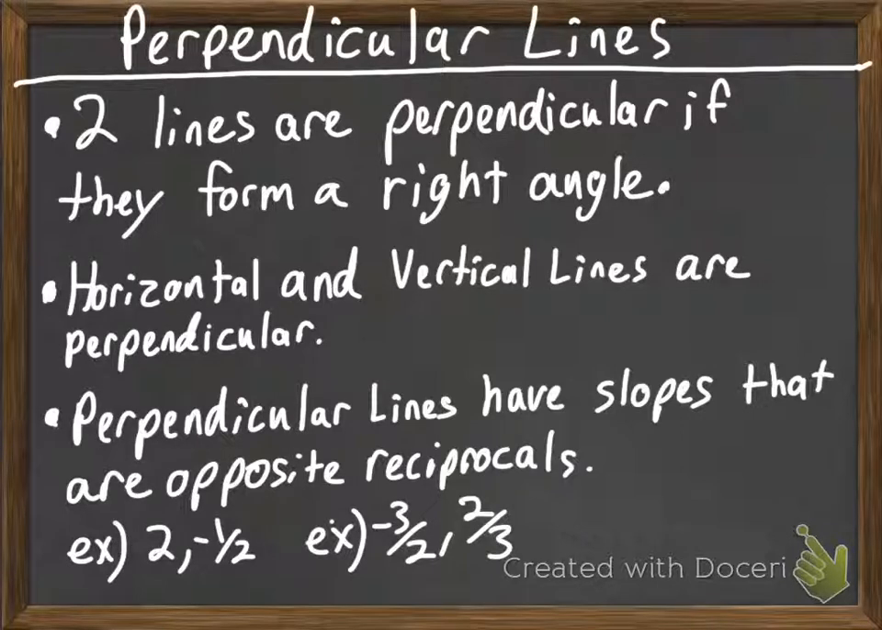So you have to recall again what an opposite reciprocal is. And I have two examples. The first one, our first slope is 2, our second one is -1/2. So opposite meaning if the first is positive, the second is negative. Reciprocal meaning we take whatever fraction it is and flip it. So the opposite reciprocal of 2 is -1/2. Then our second example here, we have -3/2, and the opposite reciprocal of that is +2/3.